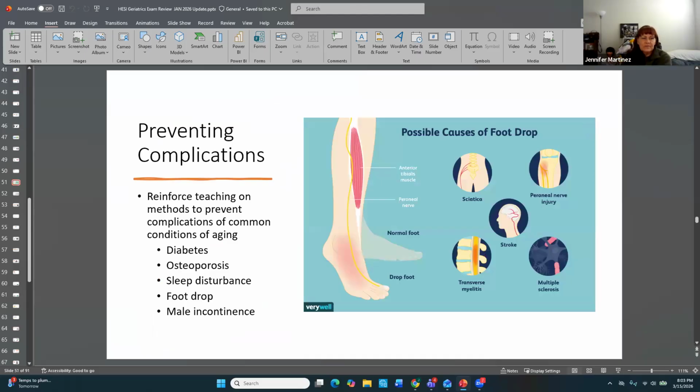Preventing complications, reinforced teaching on methods to prevent complications of common conditions of aging. So diabetes is all about maintaining tight glucose control, making sure that they're following their diet plan, that they're taking their medications as ordered, that they're inspecting their feet. Osteoporosis, again, we want them to have weight-bearing exercises that help to increase muscle to help protect the bones. Sleep disturbances, foot drop, male incontinence. Talked a little bit about all of those.